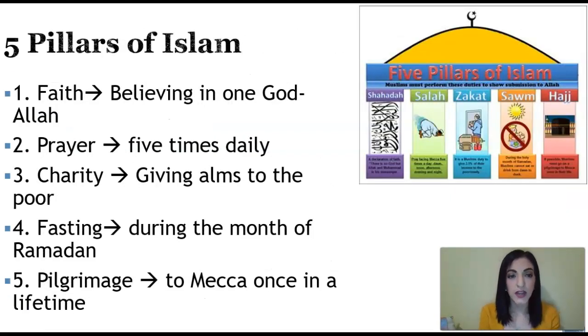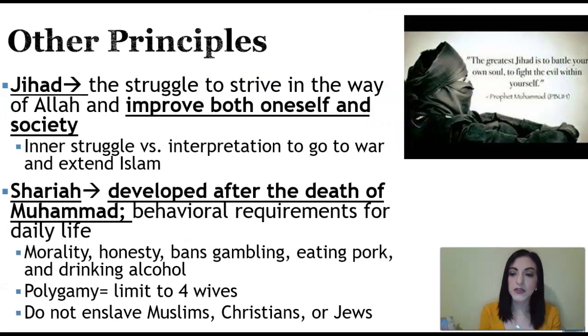It's also made up of 5 different pillars. So these are kind of like the 5 foundations of faith. So number 1 is faith. You have to believe that there is one God, Allah. 2, you have to pray 5 times daily facing Mecca. 3, you have to give charity or alms to the poor. 4, they have fasting during a religious month of Ramadan. And then 5, at least once in their life, they have to make a pilgrimage, or they have to return home to Mecca.